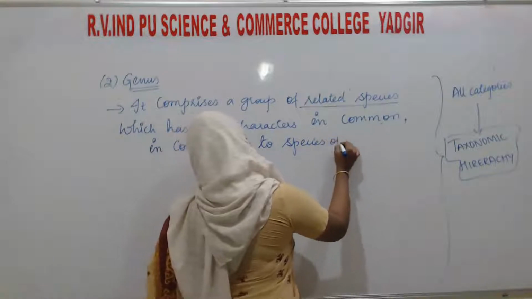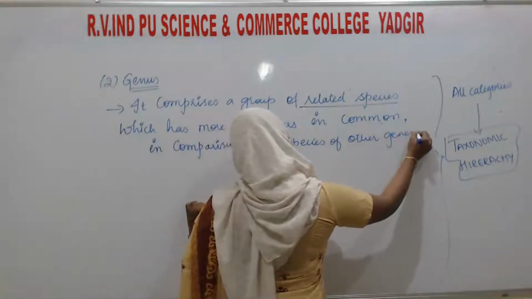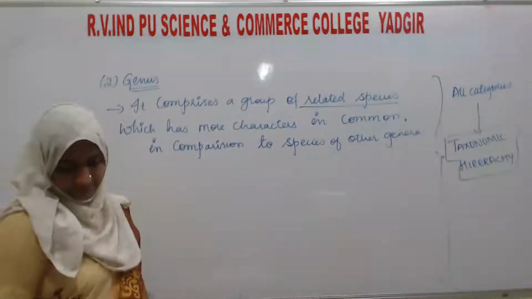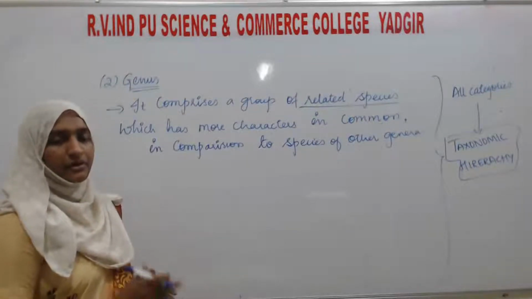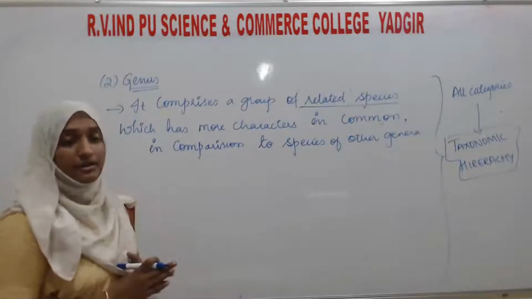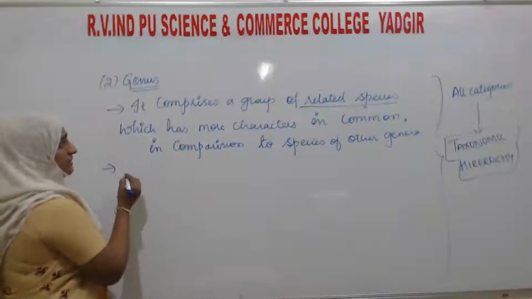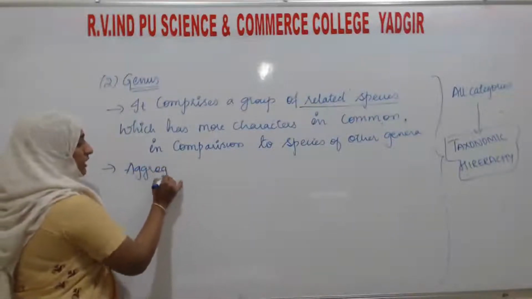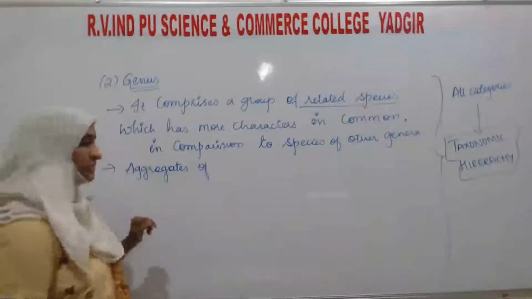Otherwise, we can also say directly, genus is the aggregate of closely related species. Aggregate means a group, an aggregate of closely related species.